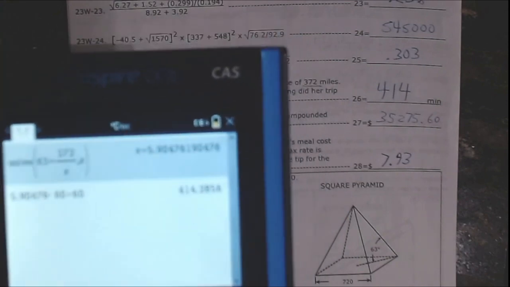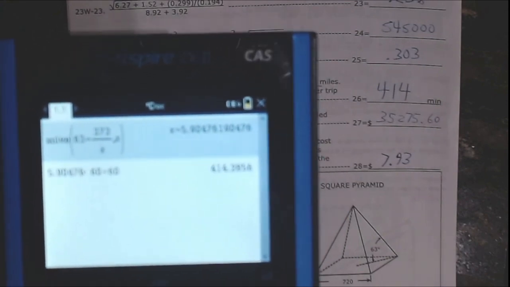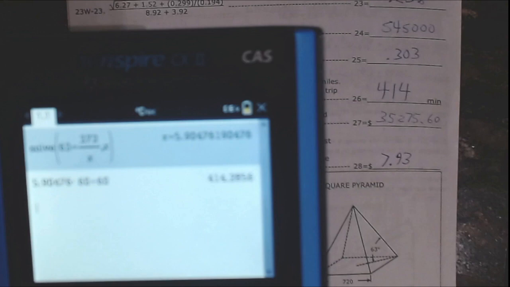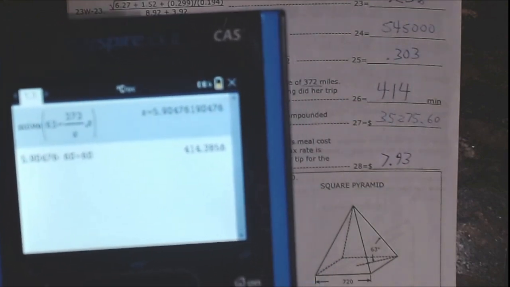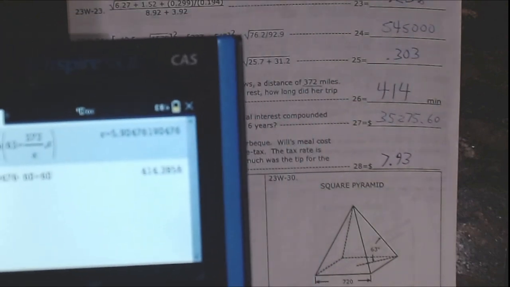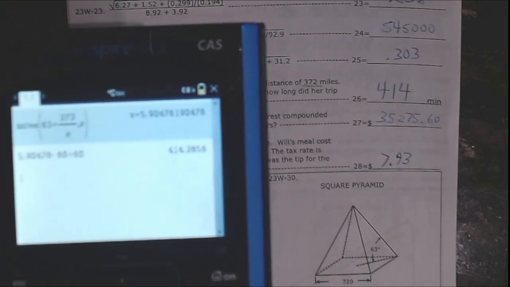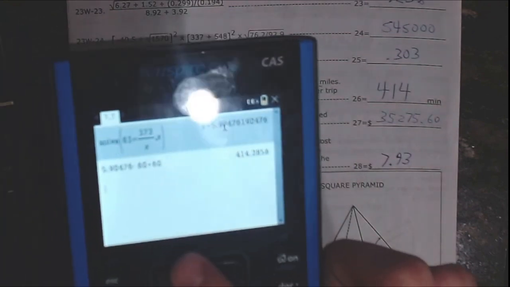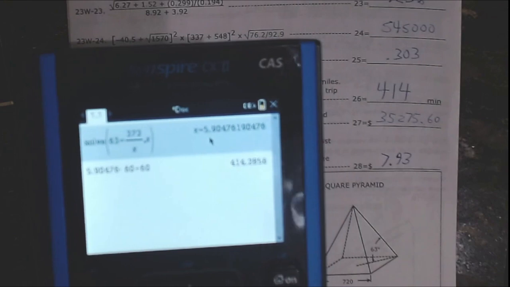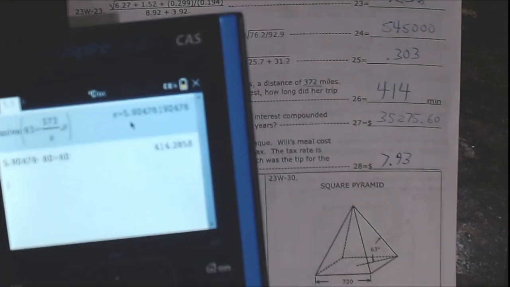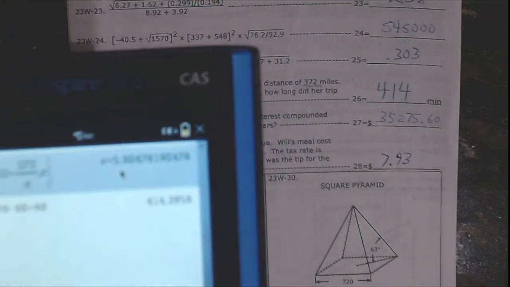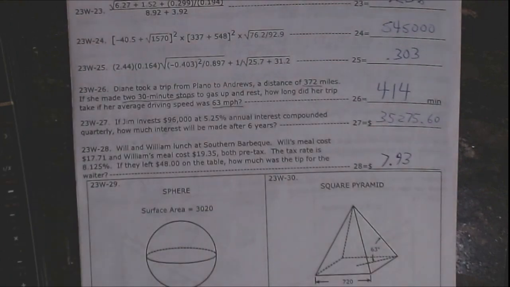I'm not also accounting for those two 30-minute stops. So after I turn these hours into minutes, I gotta add back those two 30-minute stops. So I gotta add back 60 more minutes. So this is why I added 60 here. And we get a total of 414 minutes that the trip took, which is our answer.